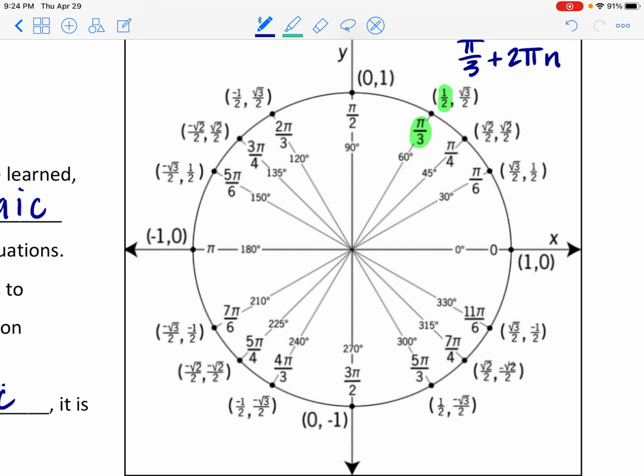Now, for the other solution at 5 pi over 3, the exact same thing is happening. I have this 5 pi over 3, and then if I go a full circle, that's going to happen again. So I could say 5 pi over 3 plus 2 pi n. But if I leave out the other direction, I'm leaving out some solutions. So think about it like on an x and y axis, right?